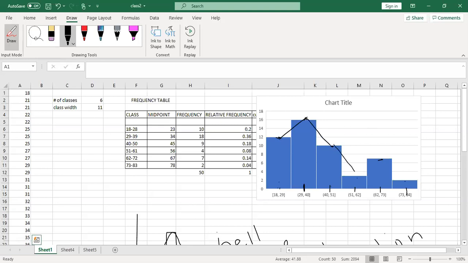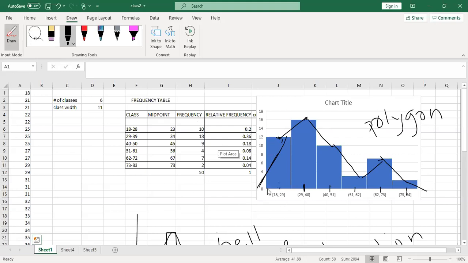But usually you don't have the histogram there. I have the histogram here because it's easier for me, but usually you don't have the histogram. And then you prolong, and then here you prolong also. That is called the polygon, the frequency polygon. And then it's made with the points.